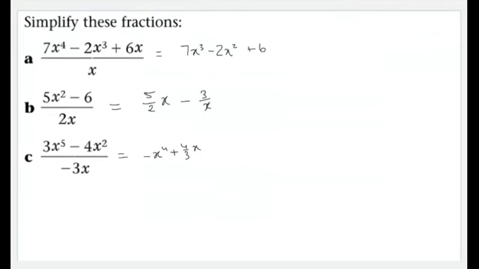So typically with these ones, we can kind of separate them out. So we can do 7x to the 4 divided by x, which gives us the 7x cubed. The minus 2x cubed divided by x gives us minus 2x squared. And the plus 6x divided by x gives us 6. And the same kind of thing is applied to these other ones. And then here you have the minus 6 divided by 2x, where the 6 and the 2 divide, giving you 3. Cool.